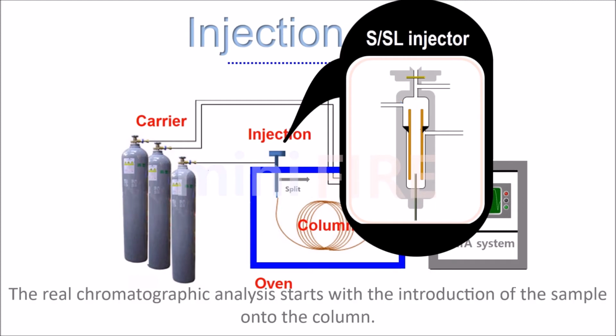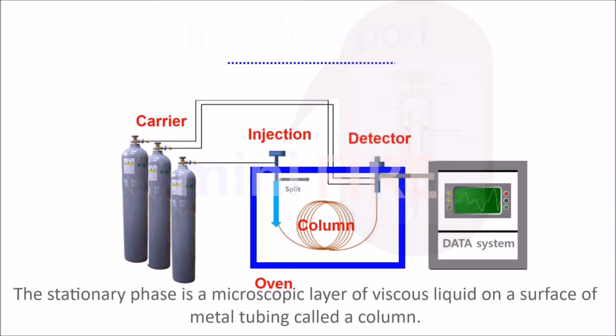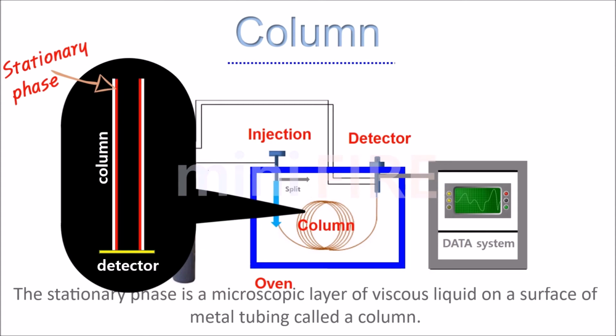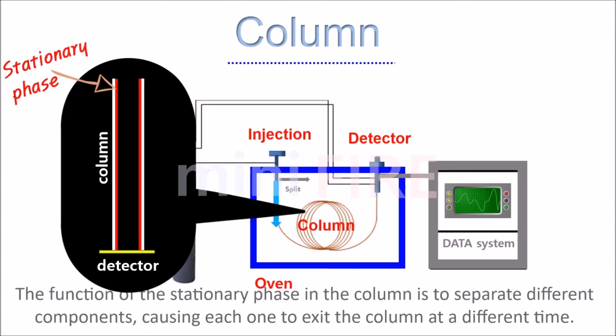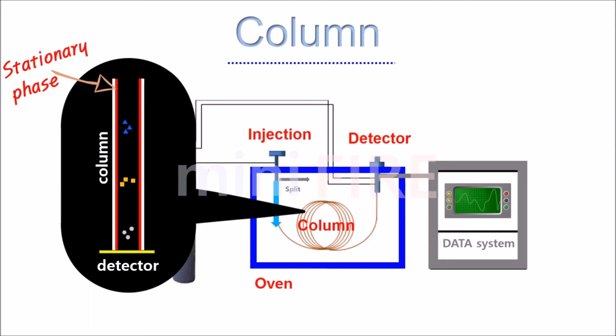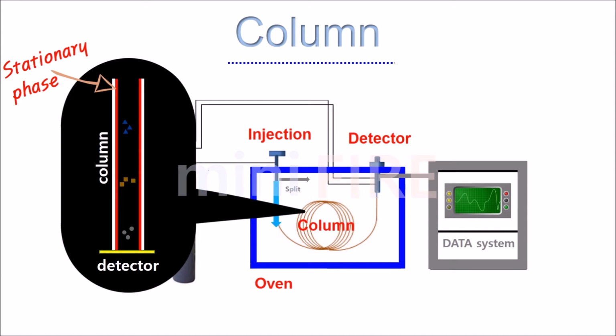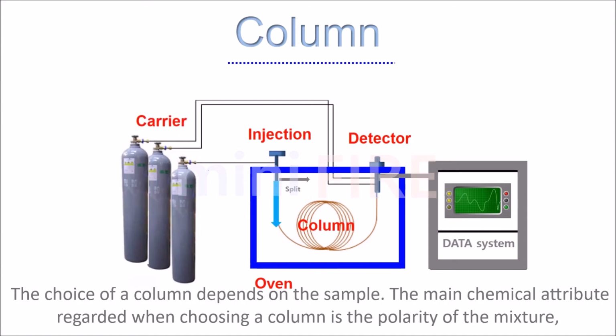The real chromatographic analysis starts with the introduction of the sample onto the column. The stationary phase is a microscopic layer of viscous liquid on a surface of metal tubing called a column. The function of the stationary phase in the column is to separate different components, causing each one to exit the column at a different time. Other parameters that can be used to alter the order or time of retention are the carrier gas flow rate, column length, and temperature. The choice of a column depends on the sample.